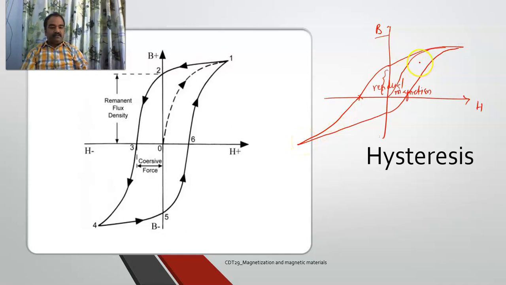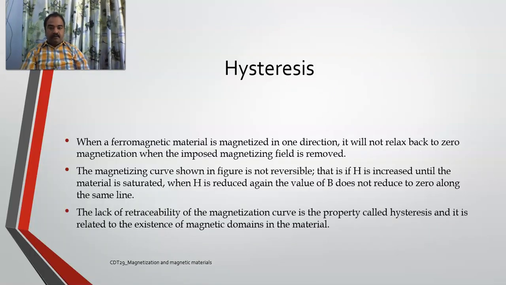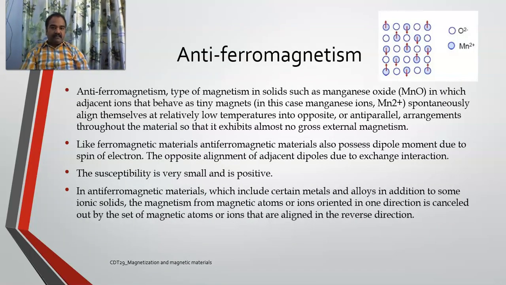Understood? So this is a positive residual magnetism, this is residual magnetism in the other direction. So this curve continues, and the energy which is being lost in this process is called hysteresis loss. Now you can go through this hysteresis next class.